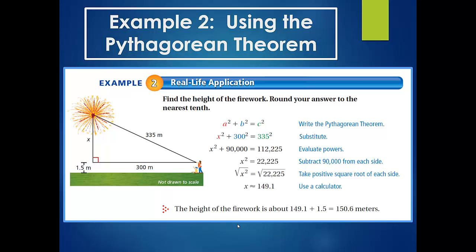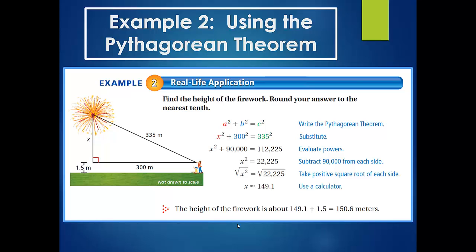So again, we don't know x, so we have x squared. 300 squared is 90,000. And that'd be equal to 335 squared, which is 112,225. Now we'll subtract 90,000 from both sides, and we'll get that x squared equals 22,225. Our next step is to take the square root of each side, and we'll get that x is approximately 149 1/10. Remember, we rounded our answer to the nearest tenth.